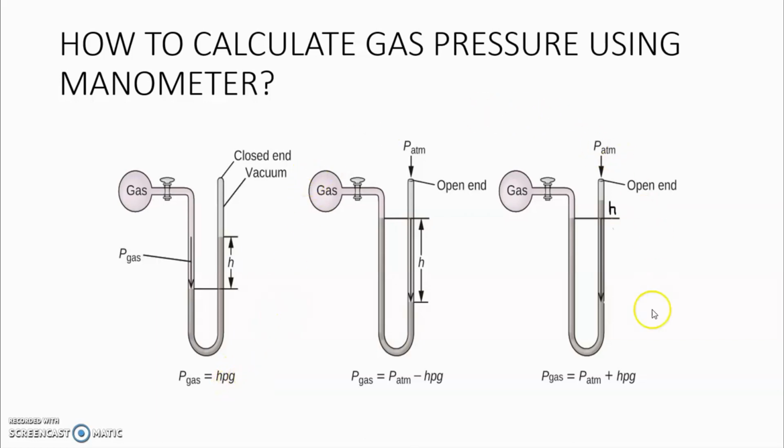In the middle and right, you can see that atmospheric pressure is in the system. In the middle, atmospheric pressure is higher than the gas pressure. How do I know? Well, if the pressure at one side is higher, then it will push the liquid to the other end. So just use the formula depending on the situation. Okay, thank you.